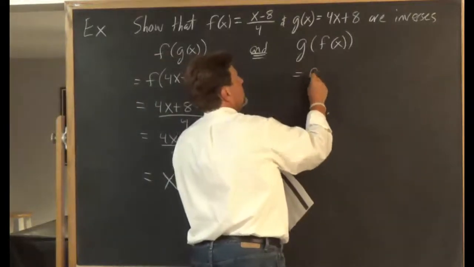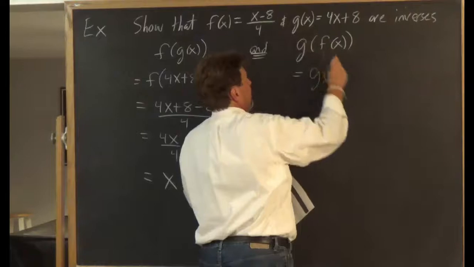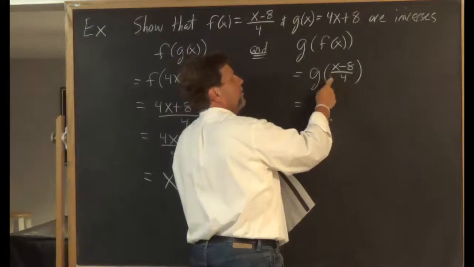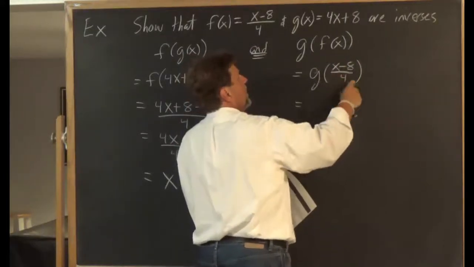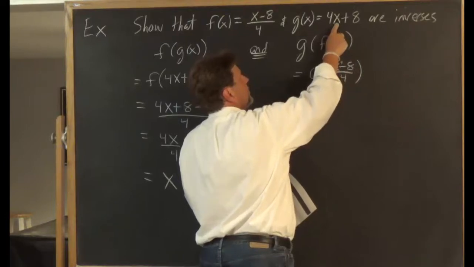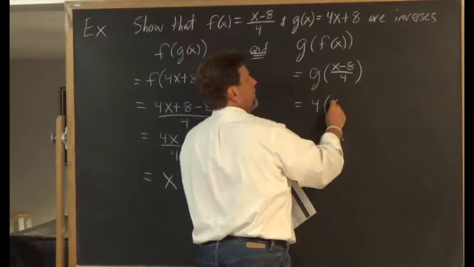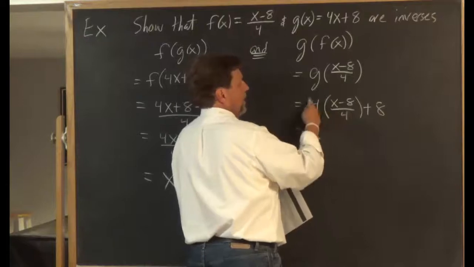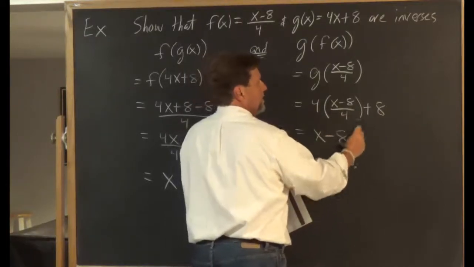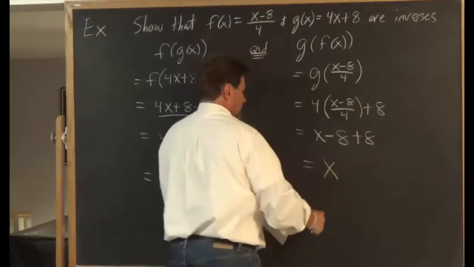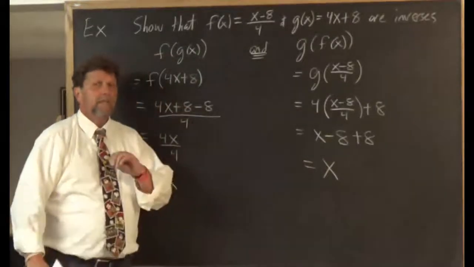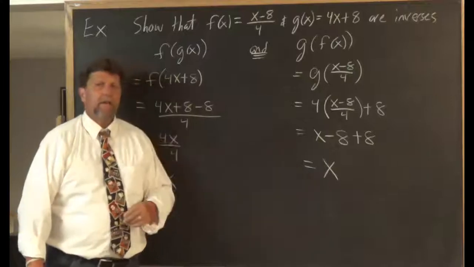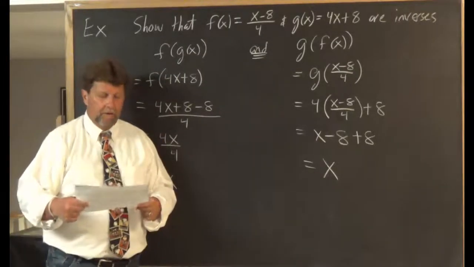So here, what does that give us? g of f of x, x minus 8 over 4. To find g of x minus 8 over 4, we take x minus 8 over 4 and we toss it in here for x into function g. So that gives us 4 times x minus 8 over 4 plus 8. Let's see if we multiply here. Well, the 4's cancel out. So we're left with x minus 8 plus 8, which simplifies to x. So since f of g of x is x and g of f of x is x, we can now conclude, yes, these functions are inverses of each other.